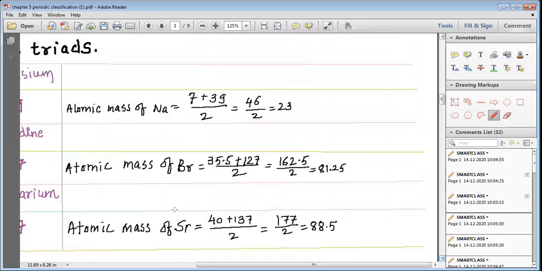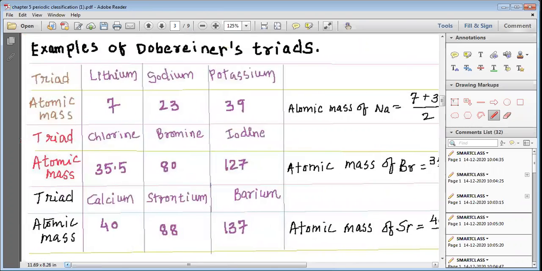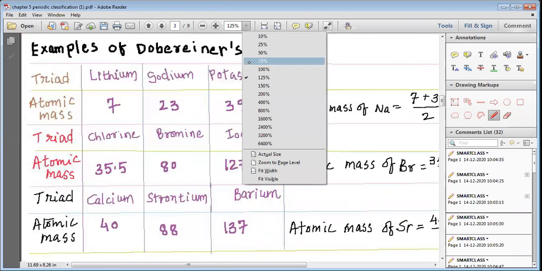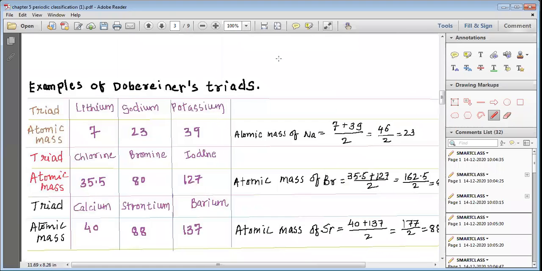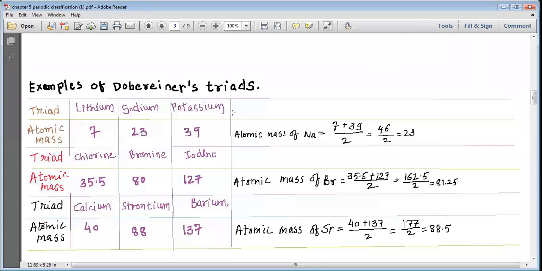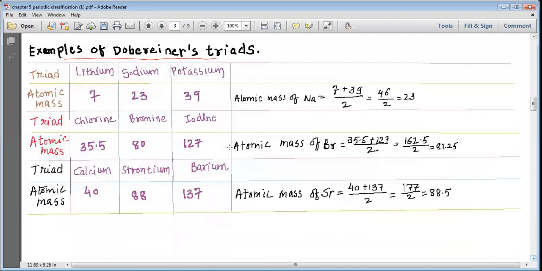Now, whatever we have studied, let us look at it as an example. So, let's understand Dobereiner's triad by looking into an example of it. You can see here we have the examples of Dobereiner's triad. The first triad, triad number 1, is lithium, sodium and potassium.